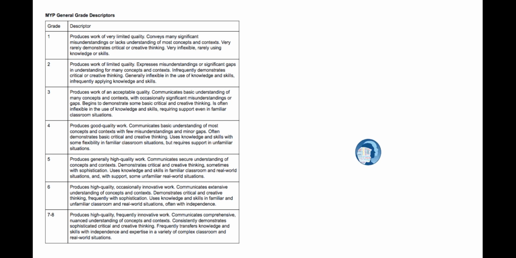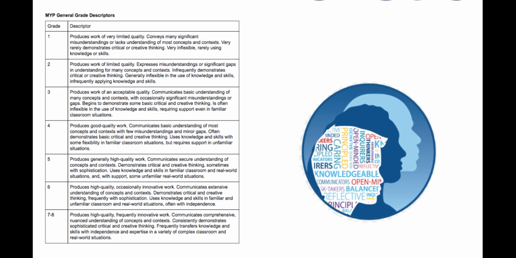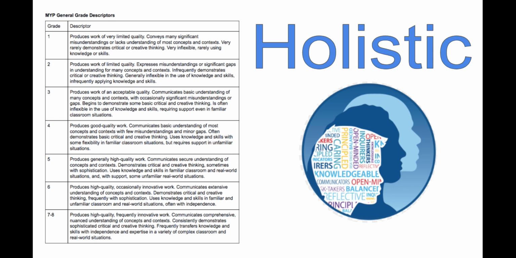This is important. These are the holistic general grade descriptors. We can get you a poster for your classroom if it would be helpful to have this listed. What I love about these general grade descriptors is they describe overall what a student at each level, 1 through that 7-8 band, knows and can do as a student, not on a specific task, but in general. So you can see that by the level 3 work, they're producing acceptable quality work with basic understanding.